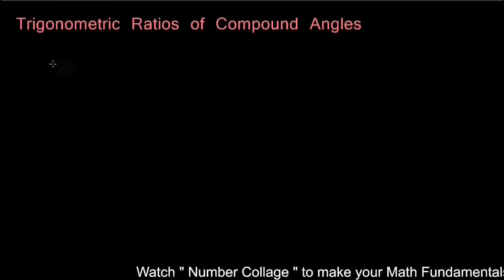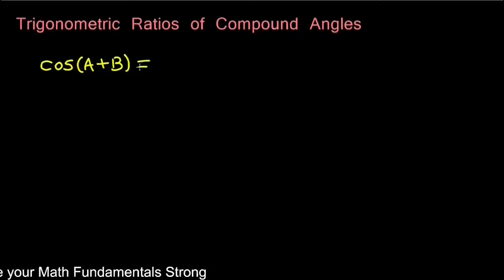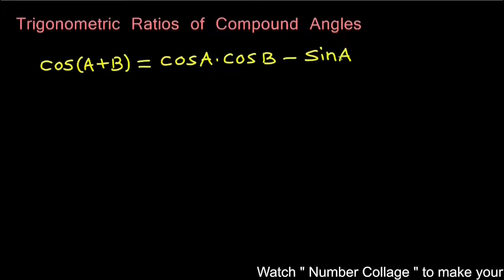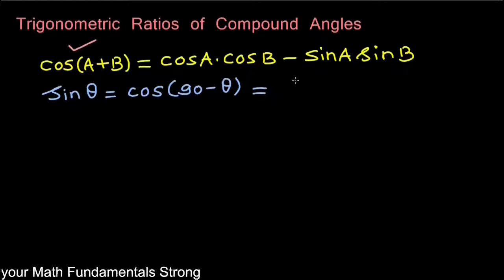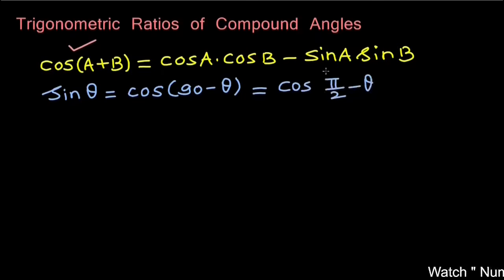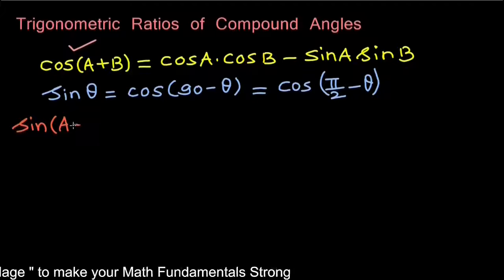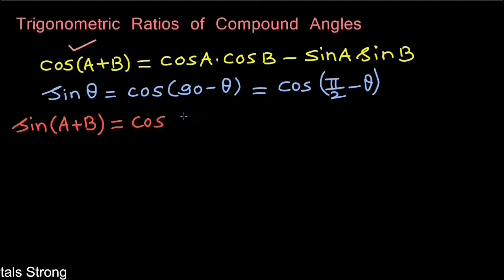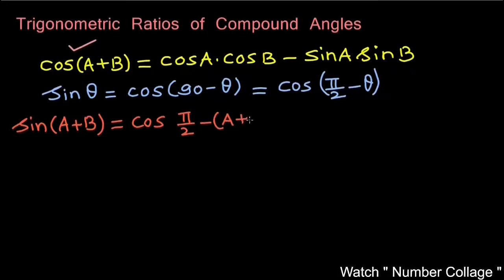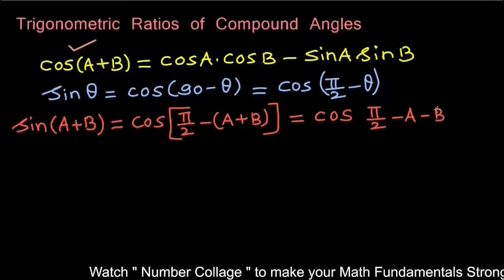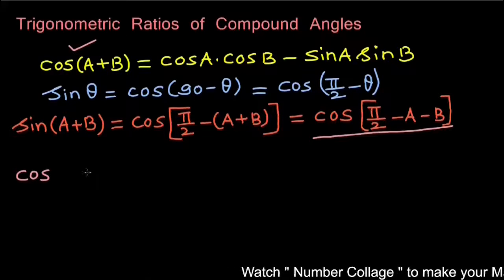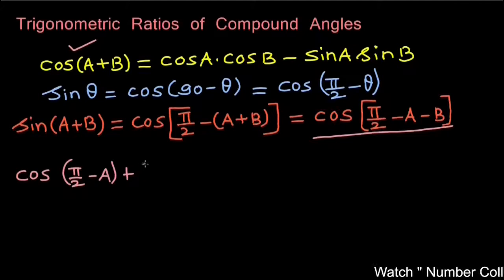We have just found out cos (A plus B) equals cos A cos B minus sin A sin B. We know from the trigonometry of complementary angles sin theta equals cos (90 minus theta), which is the same as cos of (pi by 2 minus theta). Therefore sin (A plus B) will be equal to cos of (pi by 2 minus (A plus B)). That will be cos of (pi by 2 minus A minus B). We will write this as cos of ((pi by 2 minus A) plus (minus B)).